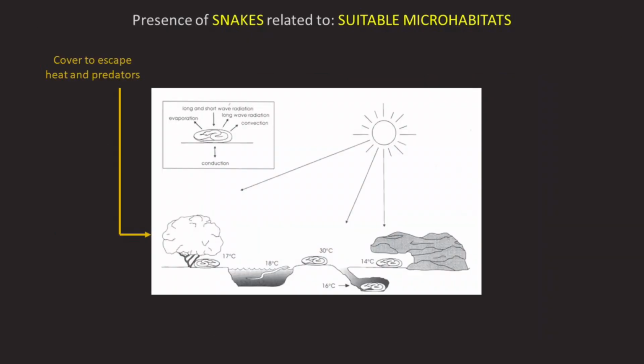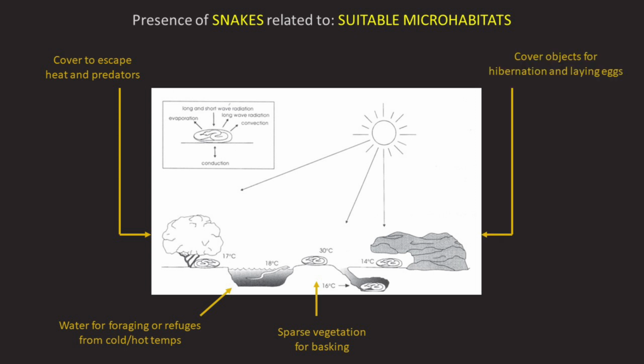Snakes are selecting their habitats based on the location of microhabitats that provide them with cover to escape heat and predators, and water that provides refuge from cold or hot temperatures. They require areas with sparse vegetation for basking, cover objects such as stones, fallen logs, and woody debris for hibernating or laying eggs, and burrows for hibernation.